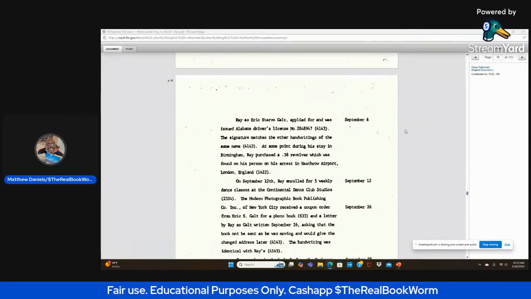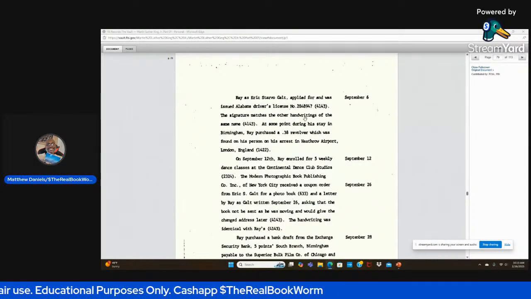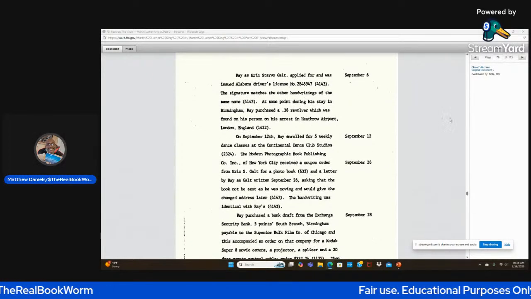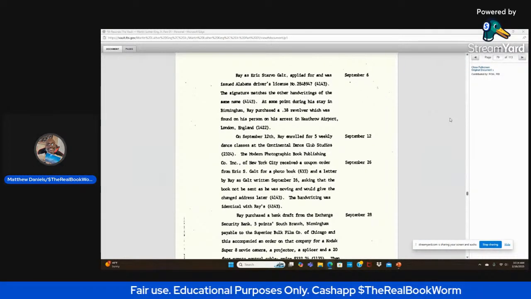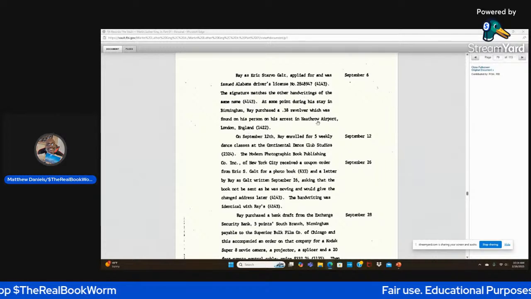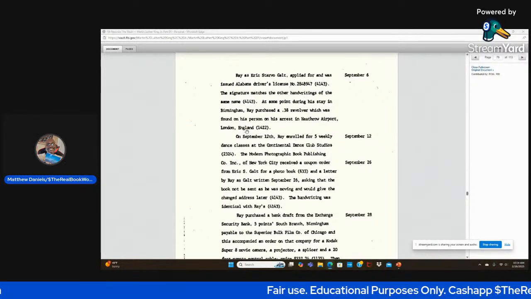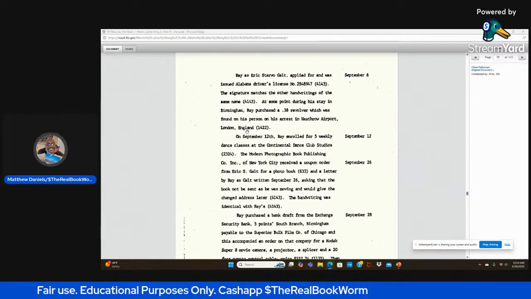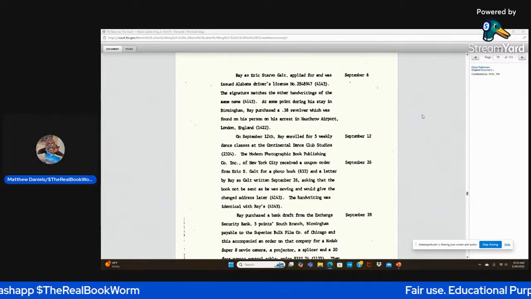Where does he get all these fake documents from? The signature matches the other handwritings of the same name. At some point during his stay in Birmingham, Ray purchased a .38 revolver, which was found on his person on his arrest in Heathrow Airport, London, England. Now remember, I told you guys, they say he got arrested in London, England. So not only did he go to Canada after quote unquote killing King, the dude made it all the way to Britain.